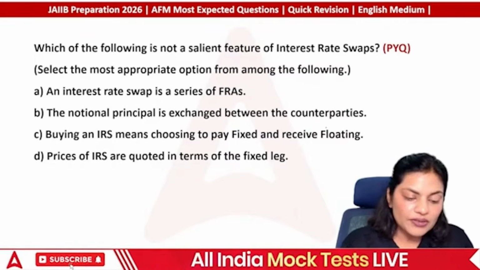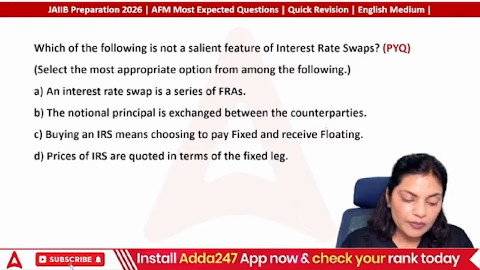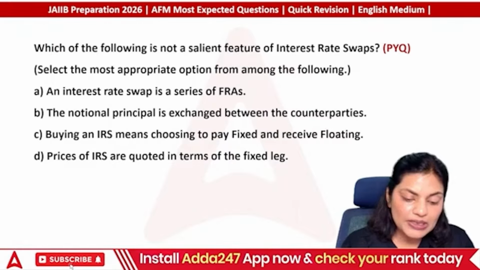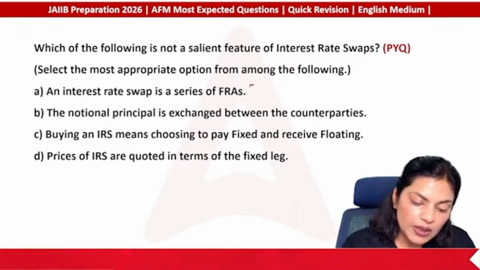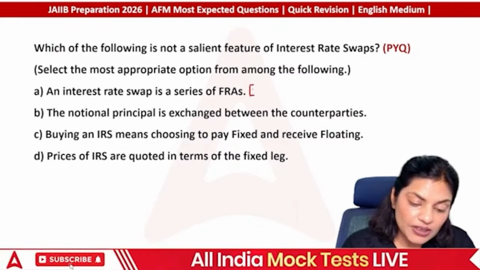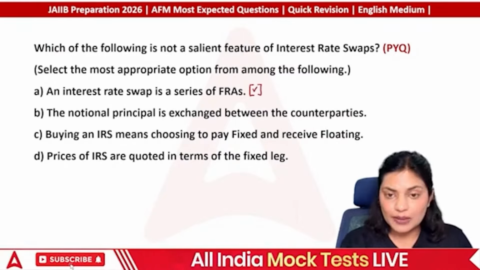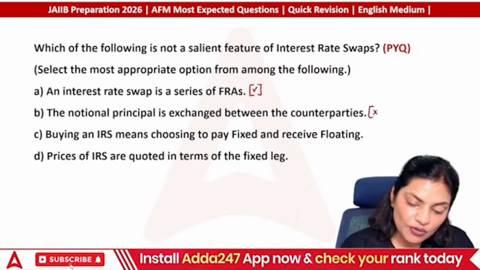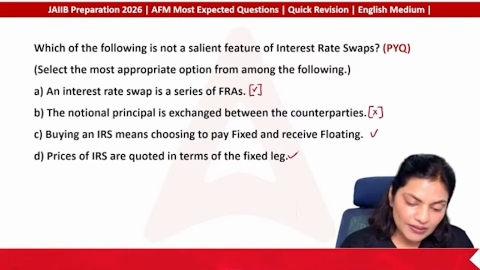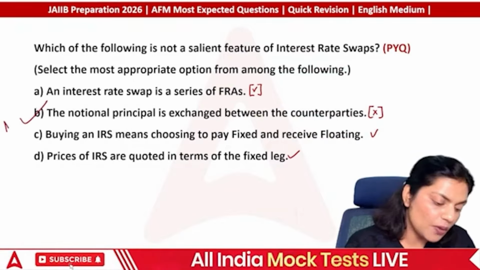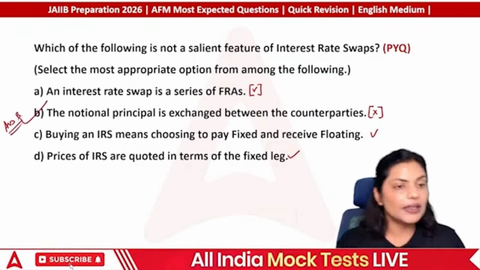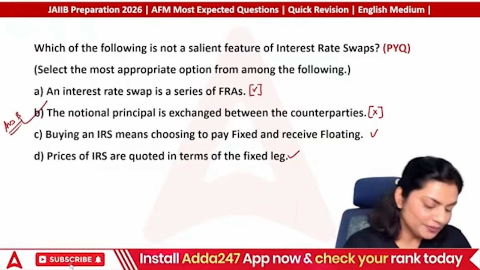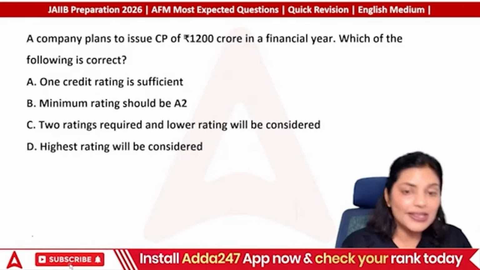Now, interest rate swap is a series of FRAs, and the notional principal is exchanged. So see, definitely interest rate swap is part of forward rate agreement where you're deciding the forward rate. The notional principal is exchanged, that's wrong. This is right and this is right. So our answer would be option number B. This is incorrect. Okay. And I'm sorry, this is the last question.